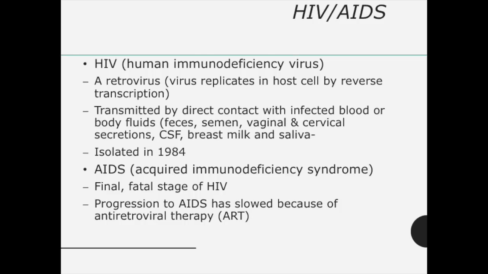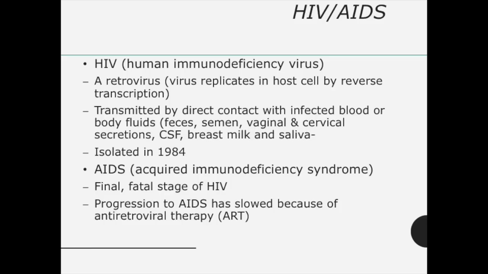All right, so now we're talking about HIV. HIV is a retrovirus, so it replicates in a host cell by reverse transcription. It is transmitted by direct contact with infected blood or body fluids, so the feces, semen, vaginal and cervical secretions, cerebrospinal fluid, breast milk, and saliva. First isolated in 1984, though I have read articles and listened to radio reports where they talk about finding it as early as the 1950s in Africa.